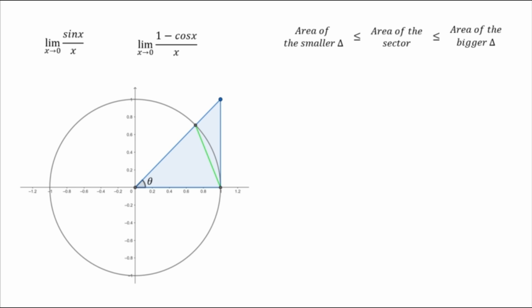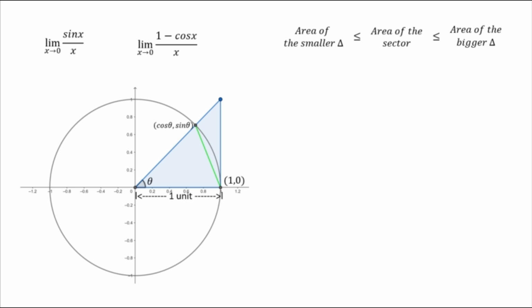Since this is a unit circle, we also know that this segment, that one, is of length equal to 1. And these points have coordinates (1, 0), that one, and by trigonometry, this one is (cosine theta, sine theta).